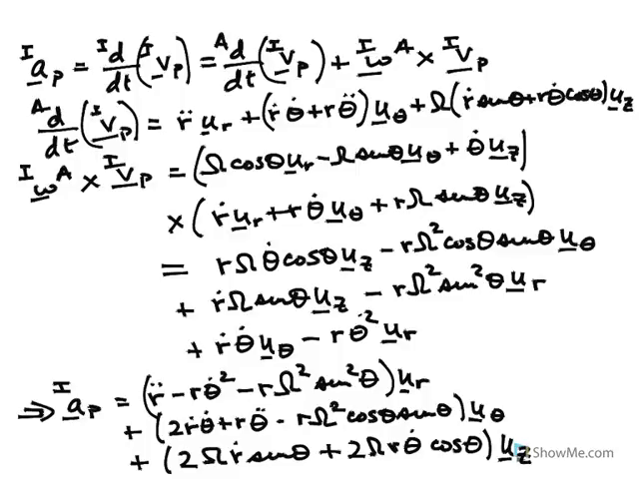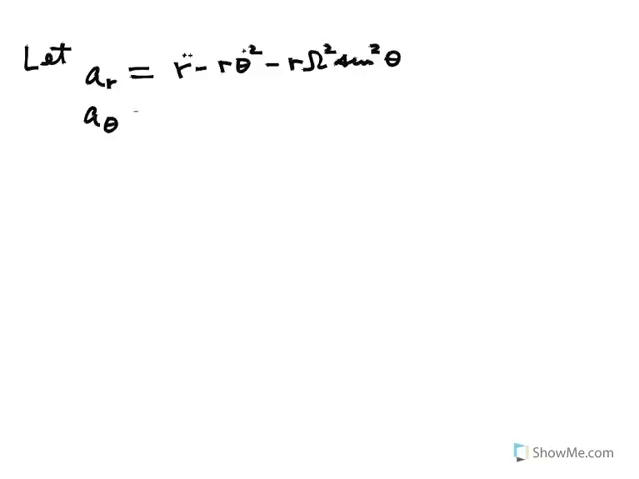So what we can do at this point, because we're going to do this later on, is I'm going to say let A_R equal the first component of this inertial acceleration, which is R double dot minus R theta dot squared minus R omega squared sine squared theta. I'm going to say A_theta is equal to 2 R dot theta dot plus R theta double dot minus R omega squared cosine of theta times the sine of theta.